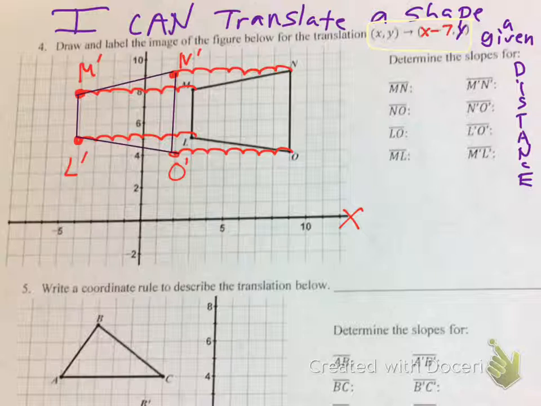Okay. All right. Now we've got to find some slopes. Look at M, look at N, MN. Who's got the slope of MN? Slope of MN is 1 over 6. Let's prove it. Okay, it goes up 1, goes over 6.